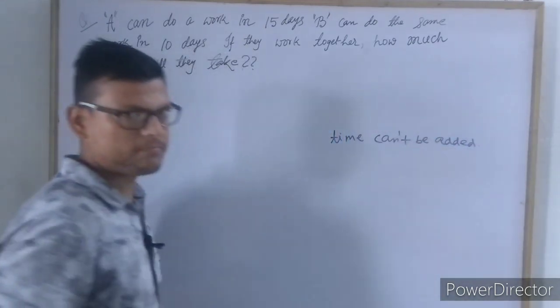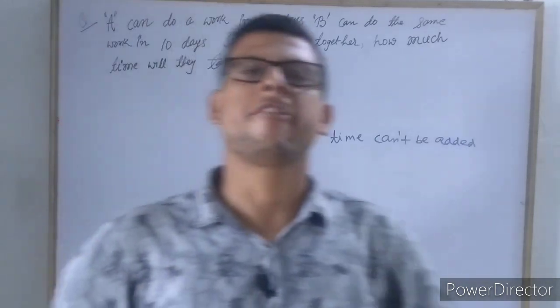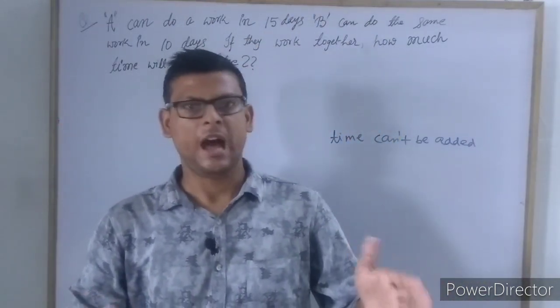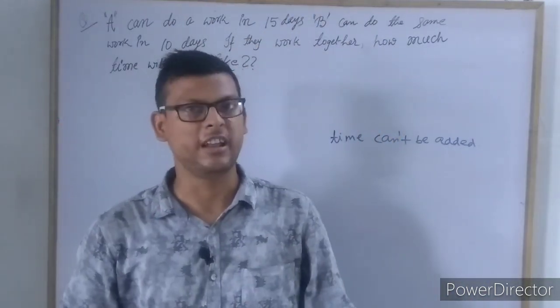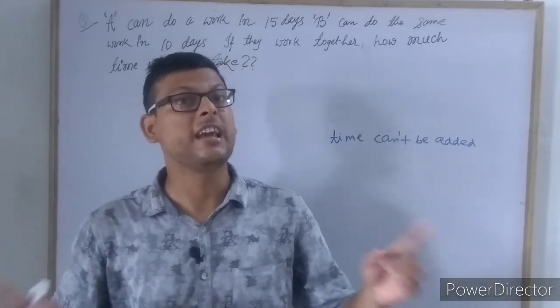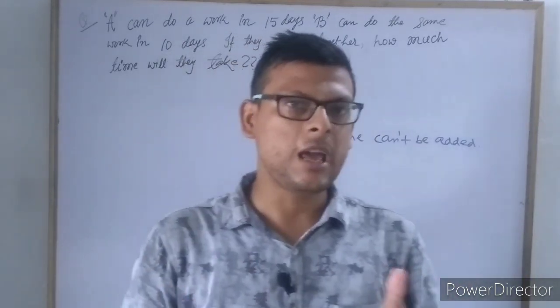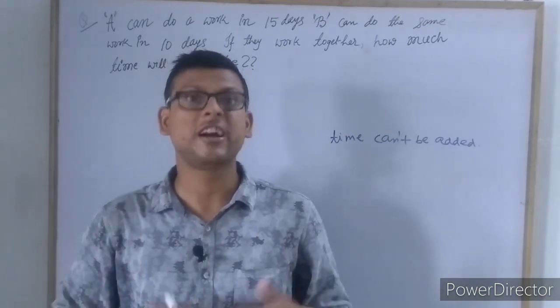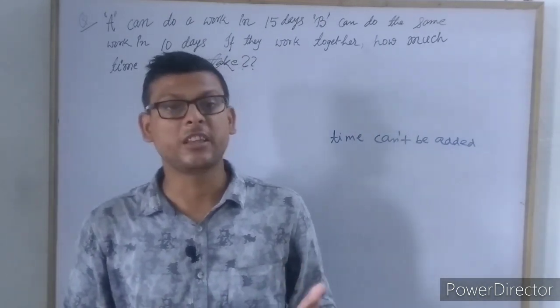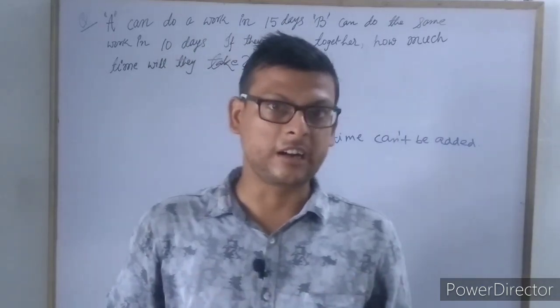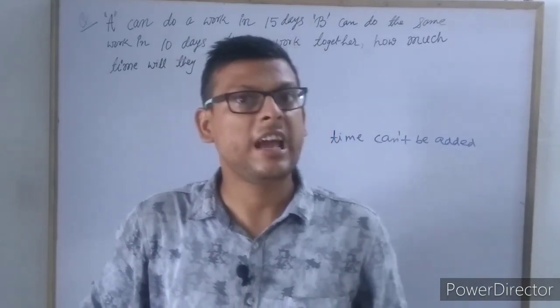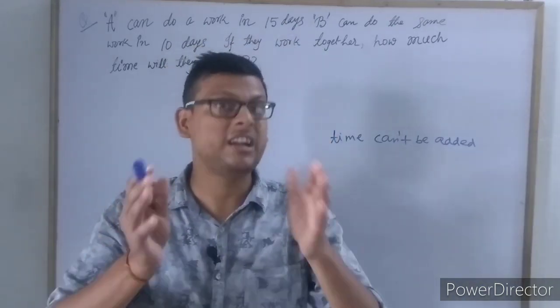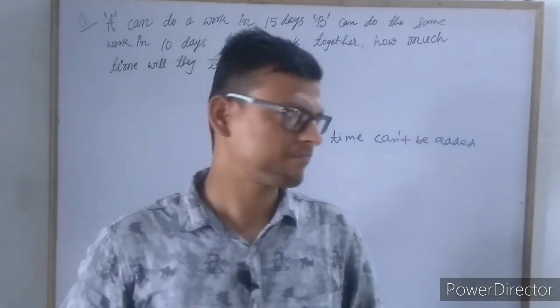Now, suppose I can make 5 toys in one day and you can make 6 toys in one day. So together we can make 11 toys in one day. This time you saw that we could add this 5 and 6. So what was this 5 and 6? This 5 and 6 was the amount of work done in one day. In one day I can make 5 toys and in one day you can make 6 toys.